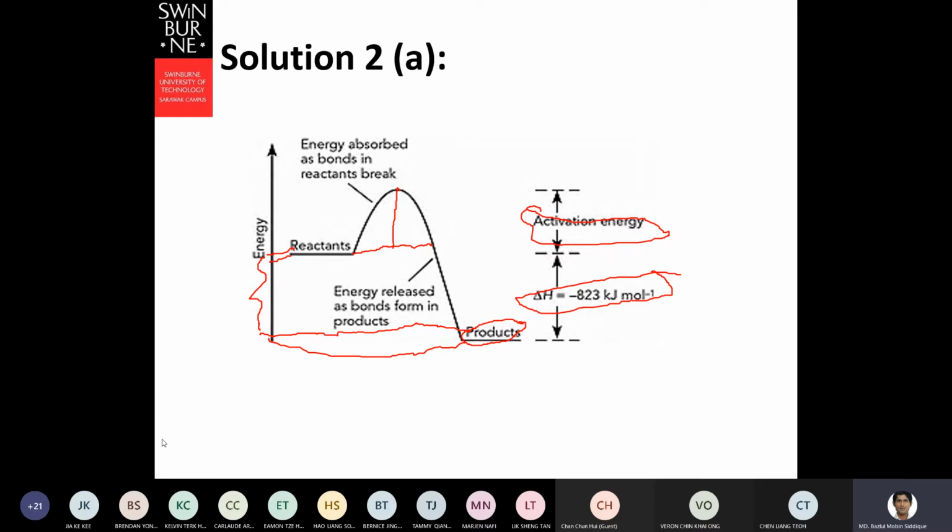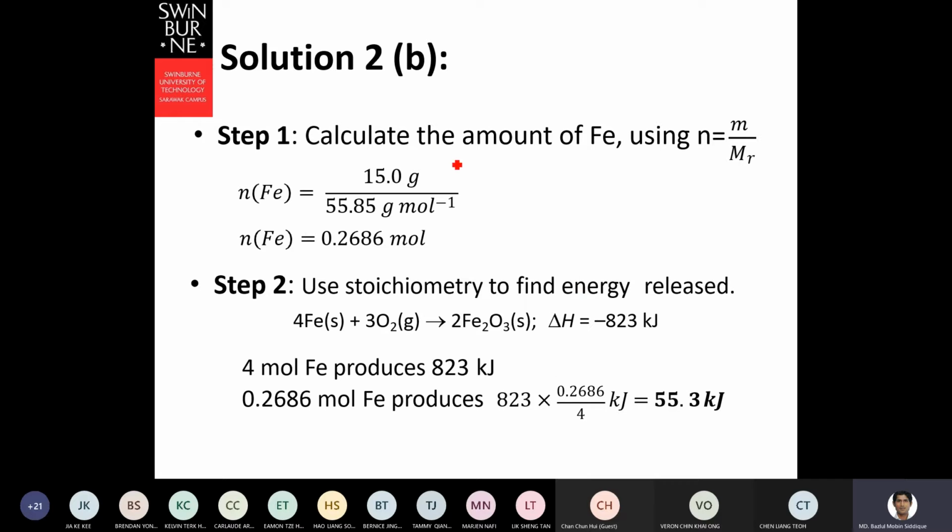Be careful. If you just draw energy on this side, the reaction progress on this side, and then start from here, okay, done. No, you have to label where is what. This is the reactant, this is the activation energy, this is the product. From here to here is the total energy change, for the exothermic reaction. So you have to label as well, not just draw.